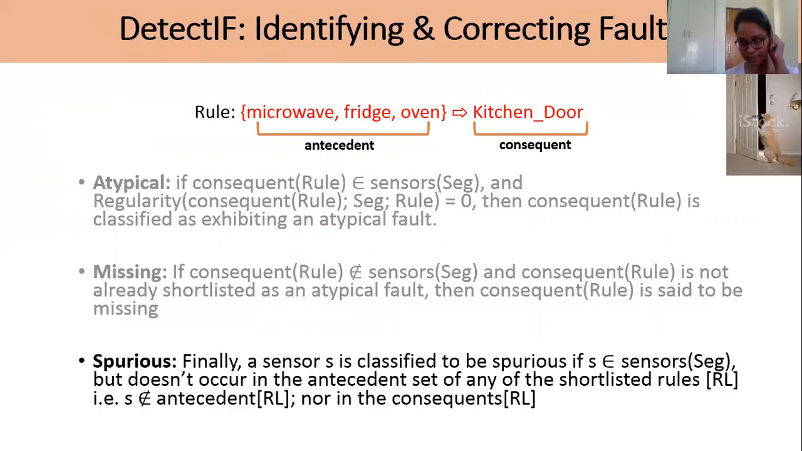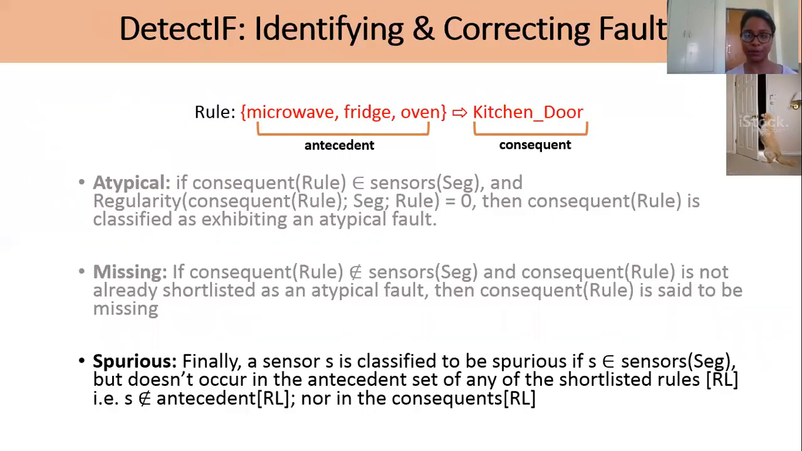And the third is spurious. A sensor is classified as spurious when it is part of the test segment, but it was nowhere in the rule, neither in the antecedent set nor in the consequent set of that master rule set. So basically a sensor is part of a segment, but you cannot find it in the rules. Like in this case, a pet is opening a door, so a different door altogether. So that is a spurious fault.